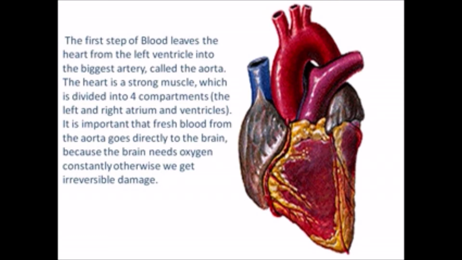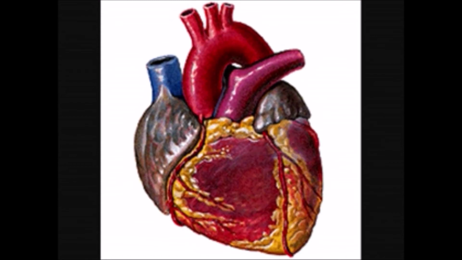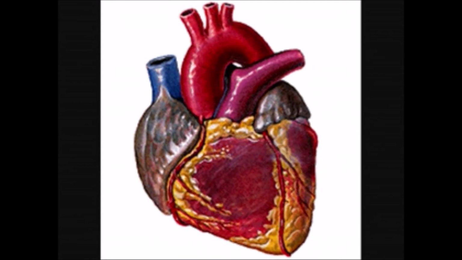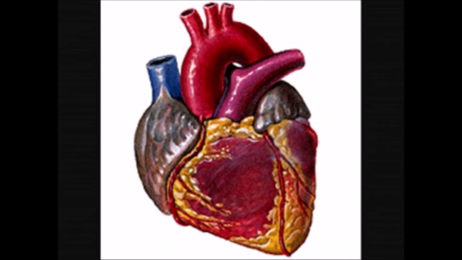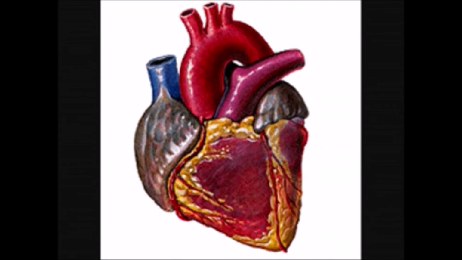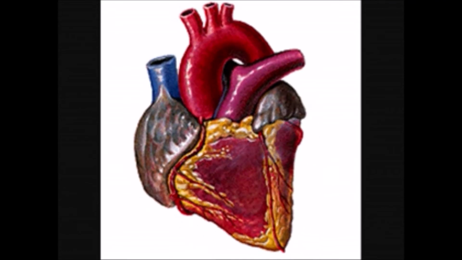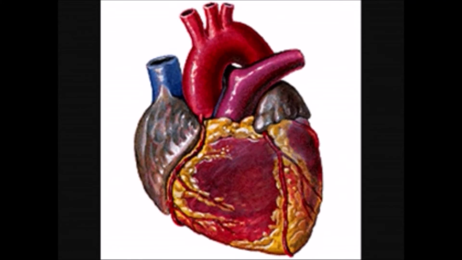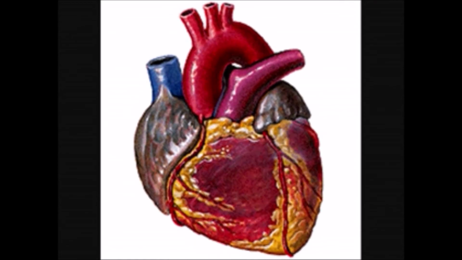The first step is that blood leaves the heart from the left ventricle into the biggest artery, called the aorta. The heart is a strong muscle which is divided into 4 compartments: the left and the right atrium and ventricles. It is important that fresh blood from the aorta goes directly to the brain, because the brain needs oxygen constantly, otherwise we get irreversible damage.